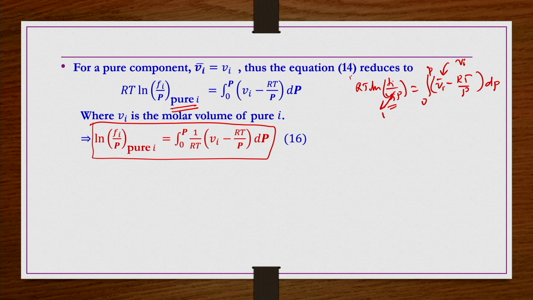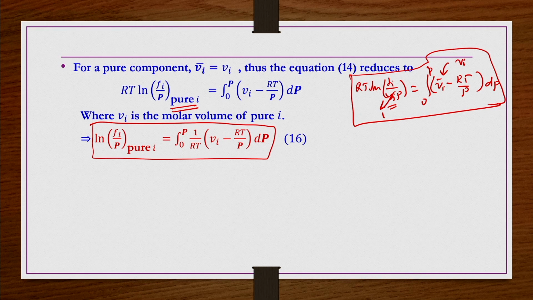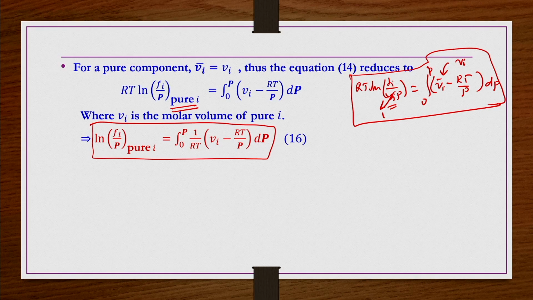Remember this equation number 14, for a component i in a mixture, is useful when the mixture is non-ideal. Obviously, if it is ideal, then phi i you will get equal to 1. Similarly, if it is not a mixture but a pure component i, then if you wanted to know its fugacity, you can use this equation number 16, provided that that particular pure gas is in a kind of non-ideal behavior, or is having some amount of non-ideality.